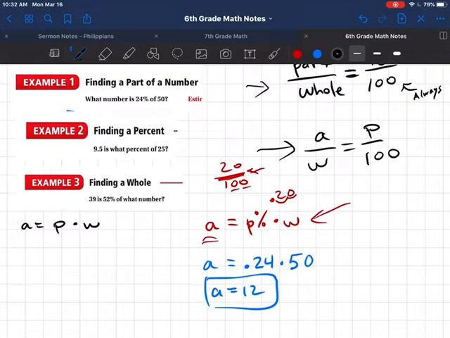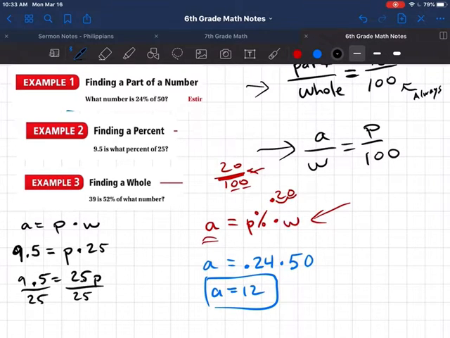9.5 is my part, because 9.5 is part of the total 25. Is what percent P of 25? So P times 25. We can rewrite that as 9.5 is equal to 25p, and then we just solve this equation by getting p by itself, divide by 25 on both sides. It is nice having a calculator on these. So 9.5 divided by 25 equals 0.38.